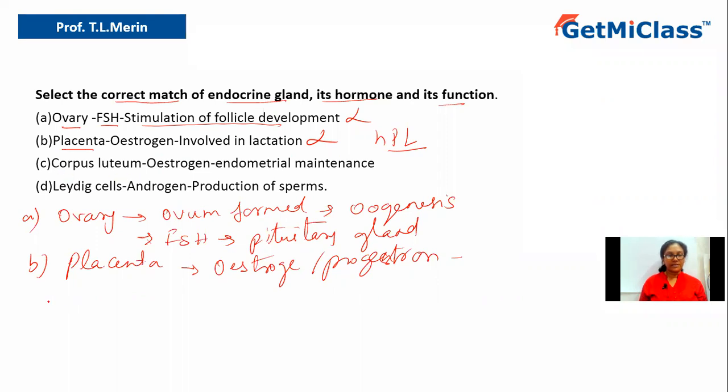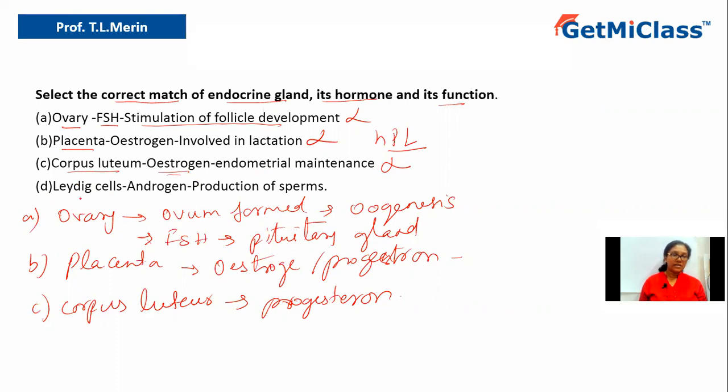Option C says corpus luteum. Corpus luteum is the structure which is formed after the rupturing of the Graafian follicle. It produces a high amount of progesterone and not estrogen, especially during the second half of the menstrual cycle. Progesterone helps in the maintenance of pregnancy and the endometrium. Hence, option C is ruled out because corpus luteum produces progesterone, not estrogen.